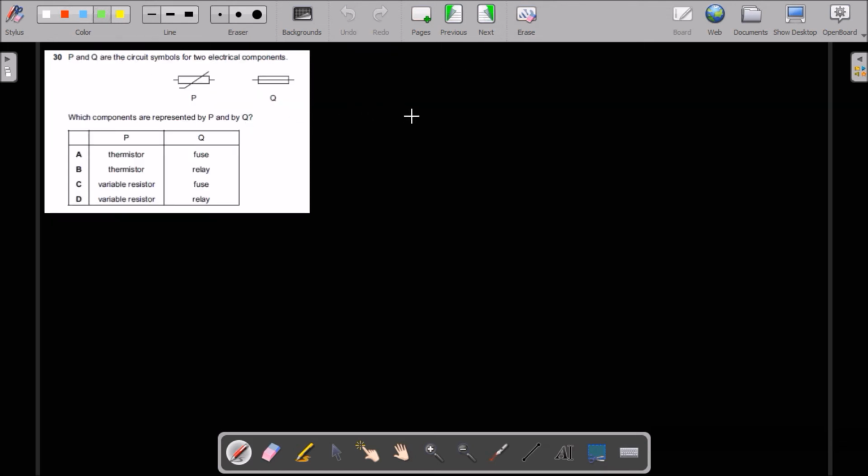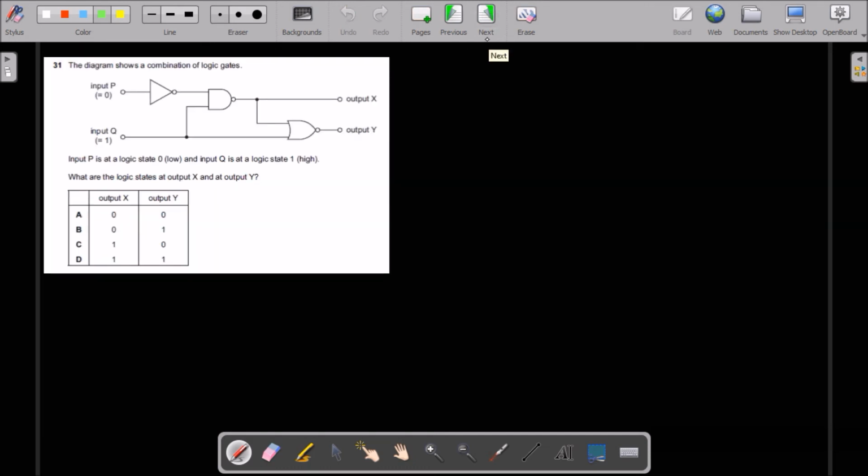Question 30. P and Q are the circuit symbols for 2 electrical components. Which components are represented by P and Q? You know that P is thermistor and Q is fuse. That's why A will be right.